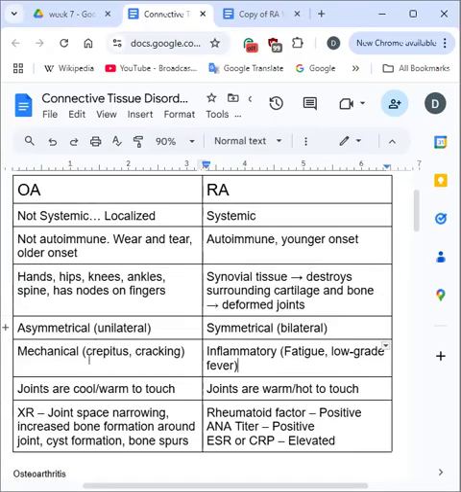In terms of textbook, OA is cool slash warm, as in normal body temperature to the touch, because it's not an inflammatory condition unless they are actively moving it around and causing it to become inflamed from the wear. While RA, even if they're not moving it around, the joints will feel a little bit warmer to the touch because it's a consistently systemic inflammatory condition.